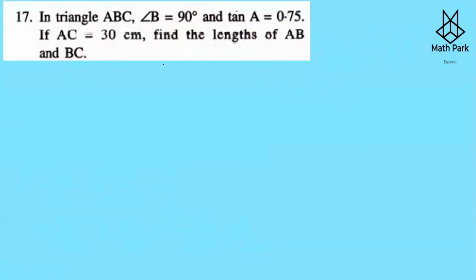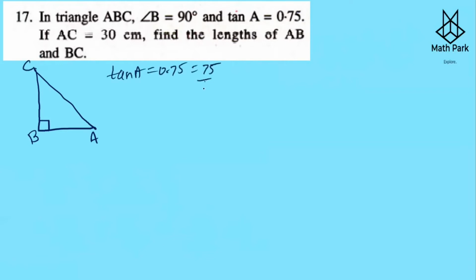Got it? Okay, so let us draw a right triangle where angle B is 90 degrees. So this is angle B is 90 degrees. This is A, this is C. Tan A is 0.75, which is 75 by 100. Dividing by 25, 25 3s are 75, 25 4s are 100, we get 3 by 4. Now tan A is opposite by adjacent, so this becomes 3x and this is 4x. By Pythagoras theorem, we will get AC as 5x.